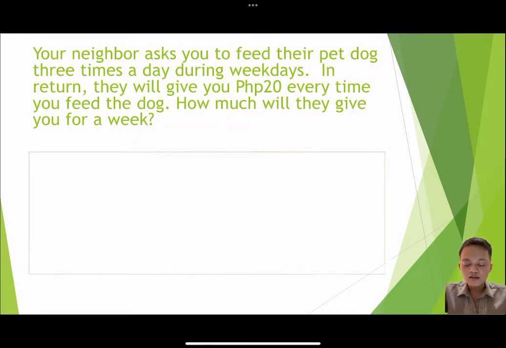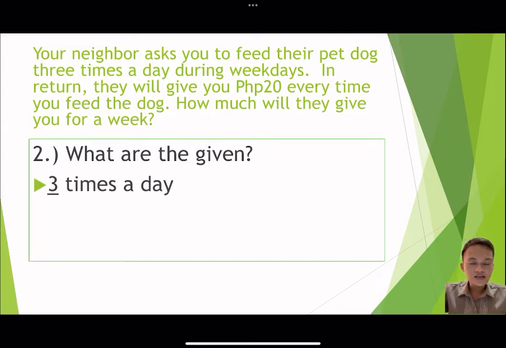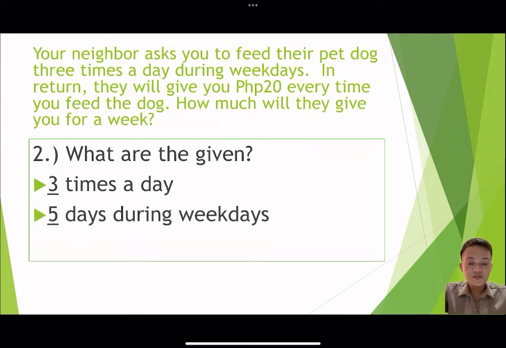Next is, what are the given? So, una, pakakainin mo siya 3 times a day, yung aso nila, at during weekdays siya. So, ilang araw ba ang weekdays? You have Monday, Tuesday, Wednesday, Thursday, and Friday. You have 5 days during the weekdays. And, tuwing papakainin mo yung aso nila, bibigyan ka nila ng 20 pesos.